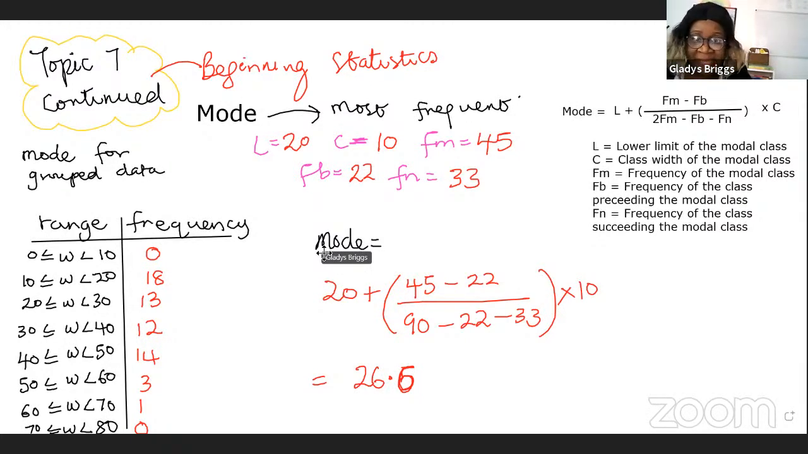What did we get? Okay, 17.8. Okay, let's check. So the modal class is 10 to 20. Yeah. So let's circle the modal class and get the information.